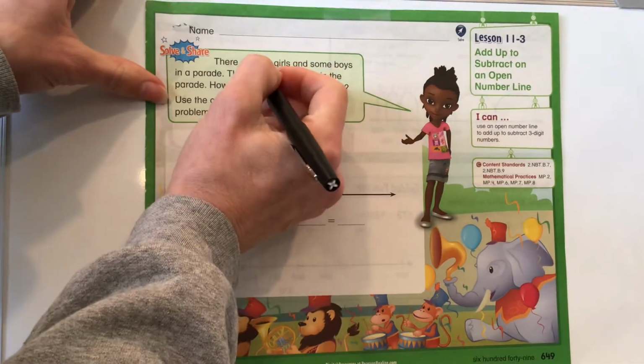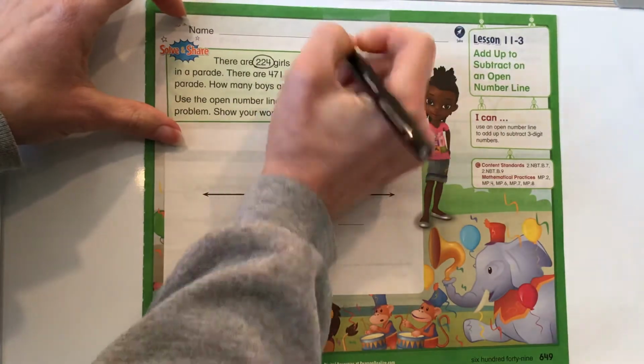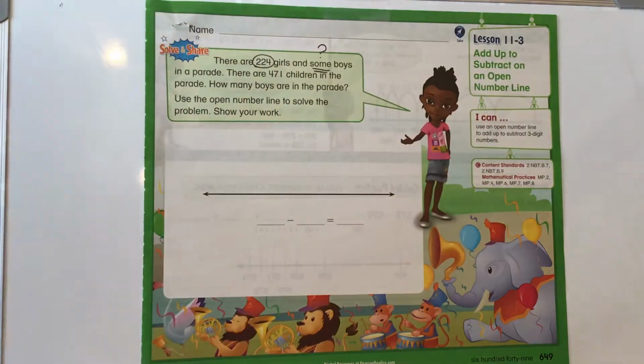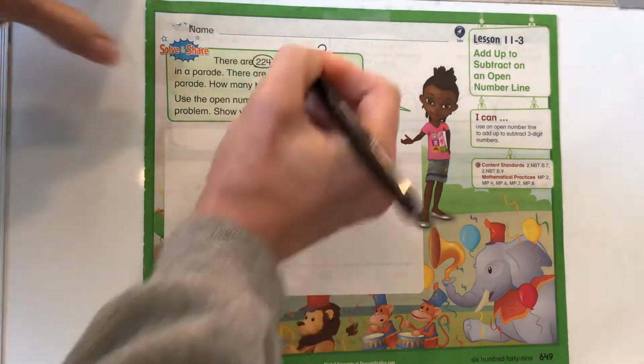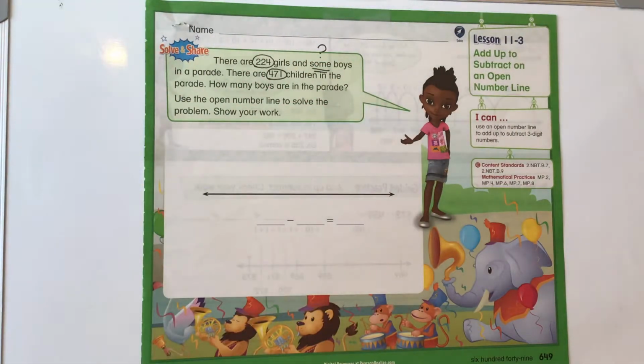There are 224 girls and some boys in a parade. We don't know how many boys. There are 471 children in the parade. How many boys are in the parade? So use the open number line to solve the problem and show your work.